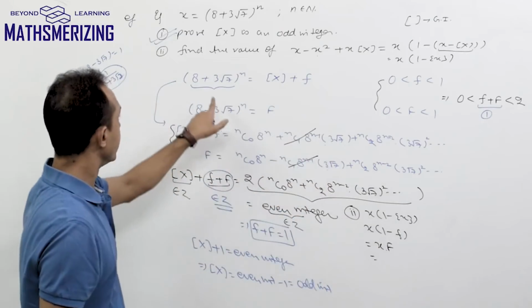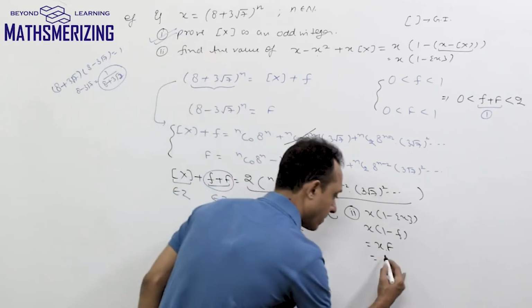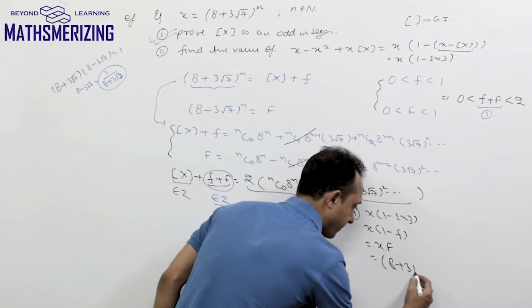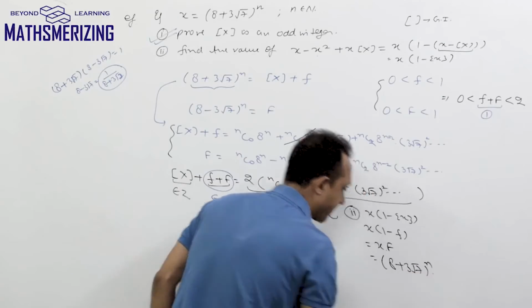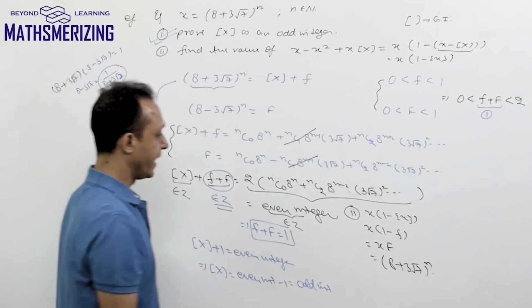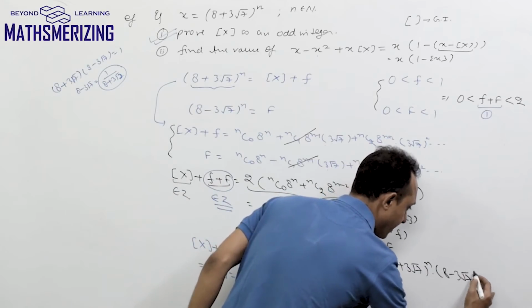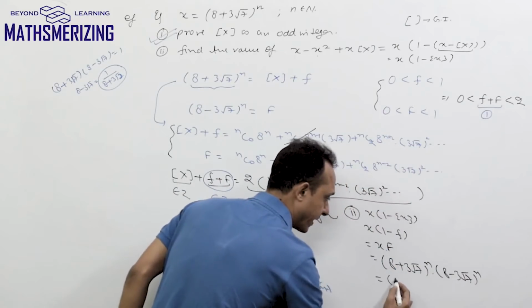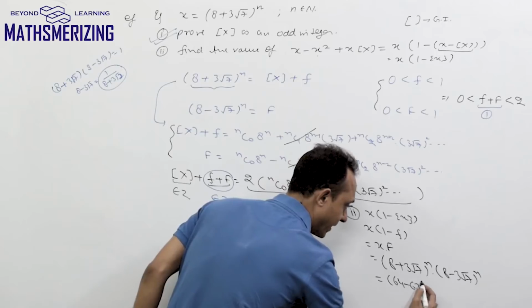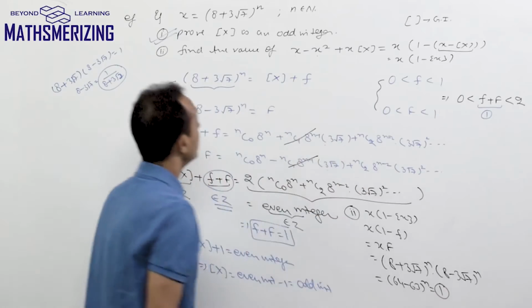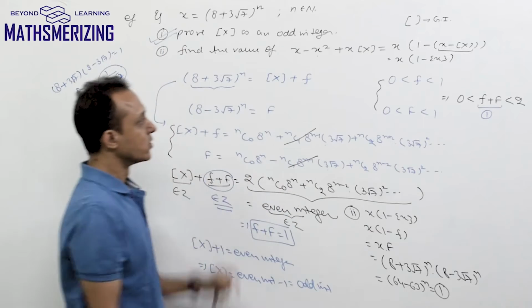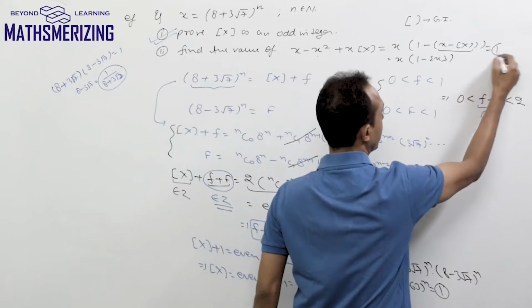What is x? x is 8 plus 3 under root 7 to the power n. And what is capital F? Capital F is 8 minus 3 under root 7 to the power n. So if I multiply them, I'll get 64 minus 63 to the power n, which is 1. So answer to the second part is 1. So the value of this expression is nothing but 1.